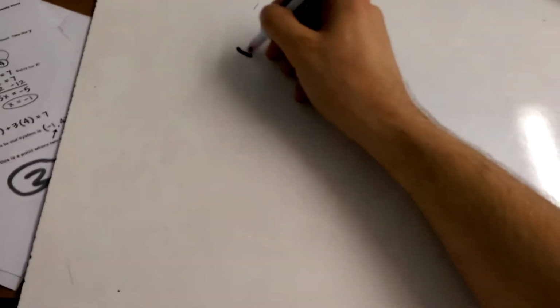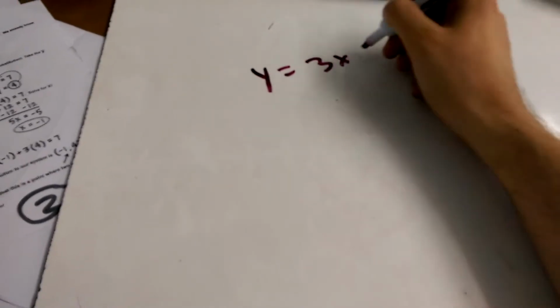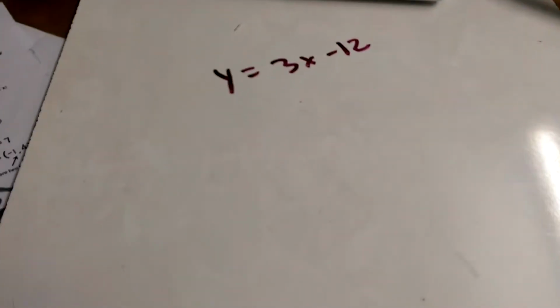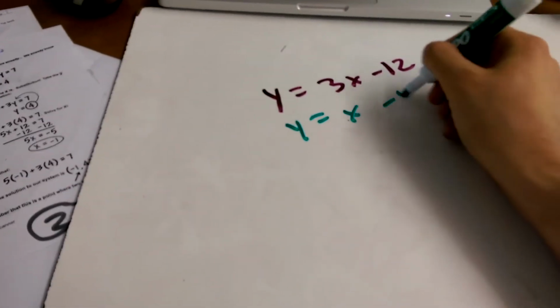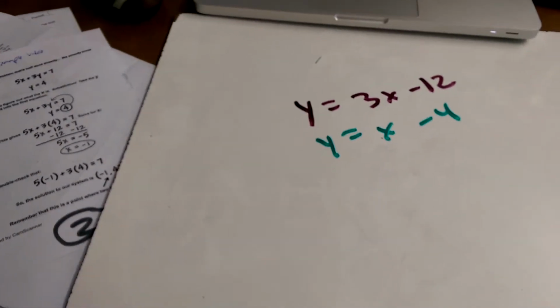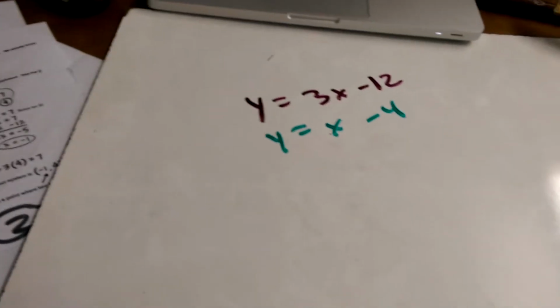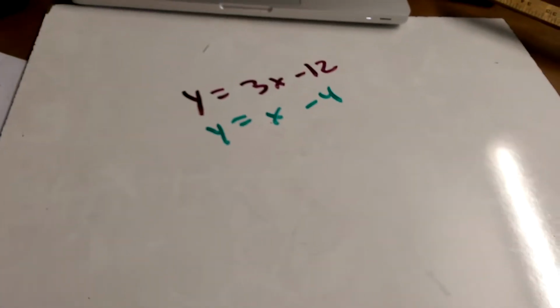Today is May 23rd, 2016, and I'm going to show you how to solve a systems of equations problem. So let's say you have two lines, two equations. The first one being y equals 3x minus 12, and then the second one being y equals x minus 4. Okay, and we're trying to figure out where these two lines cross, where they meet. We're trying to find the x and the y value.